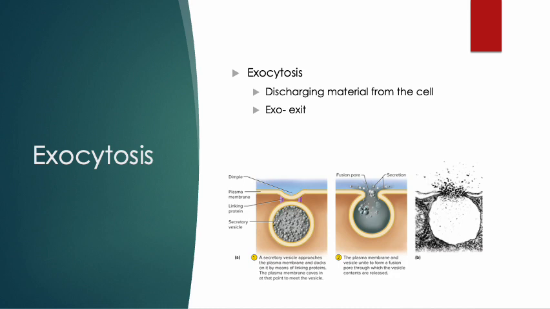So the process of getting things out of a cell is exocytosis. Exo means to exit, cyte is cell, and osis is condition of. So when we break down exocytosis, we get the condition of exiting or leaving the cell. So exocytosis, in short, is just discharging material from the cell that is no longer wanted or needed.